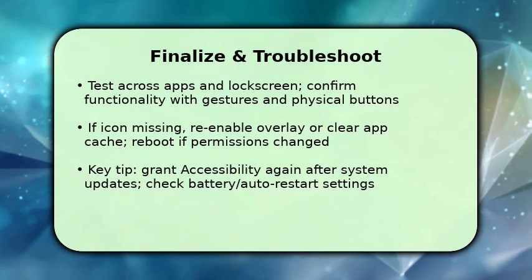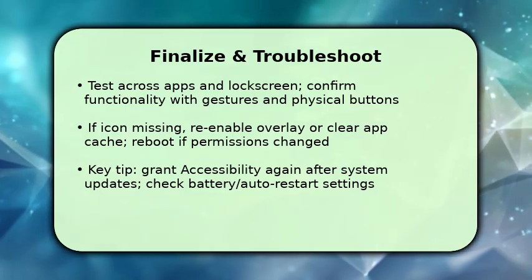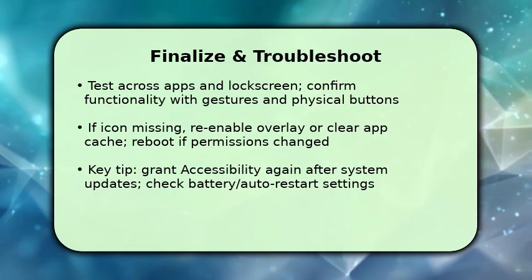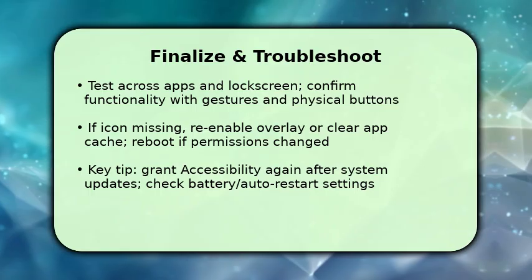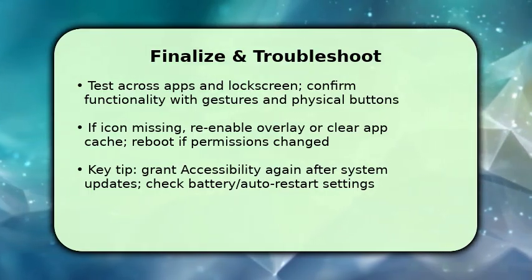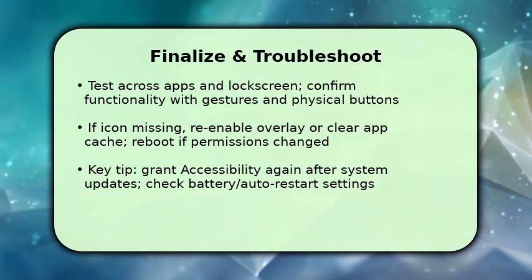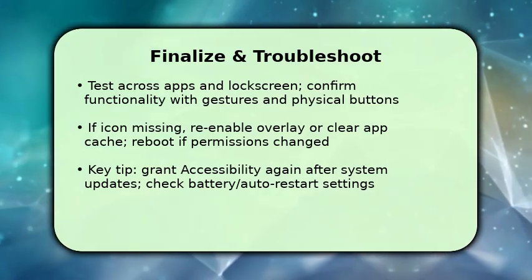Finish by verifying Assistivetouch works everywhere you need it. Test in several apps and on the lock screen, exercising gestures and hardware buttons to ensure the overlay responds. If the icon is missing or unresponsive, re-enable display over app permission, clear the app cache, and reboot. These steps resolve common overlay issues.